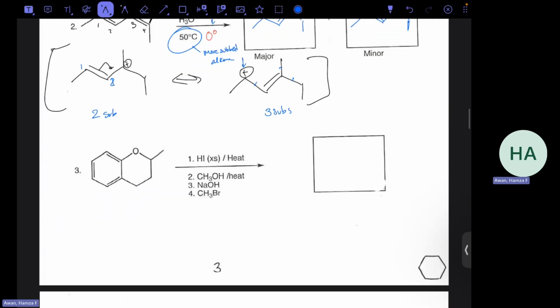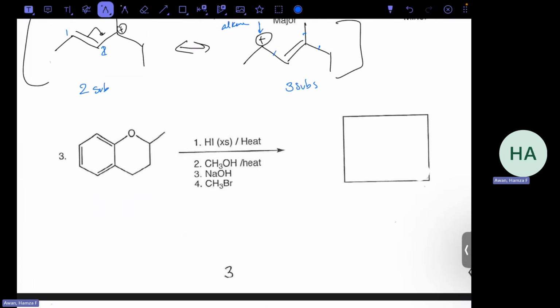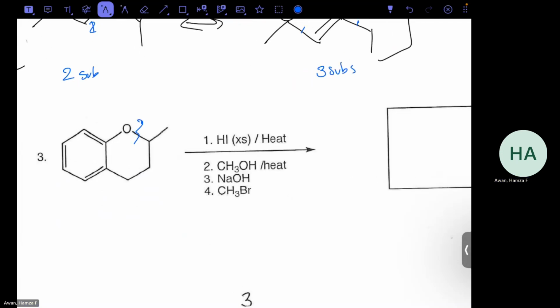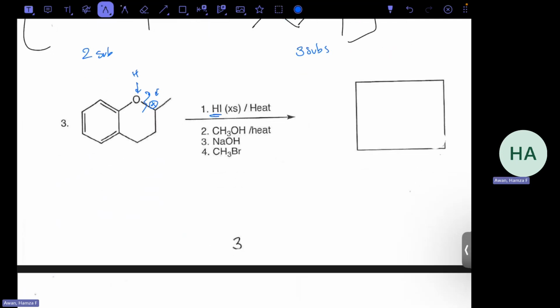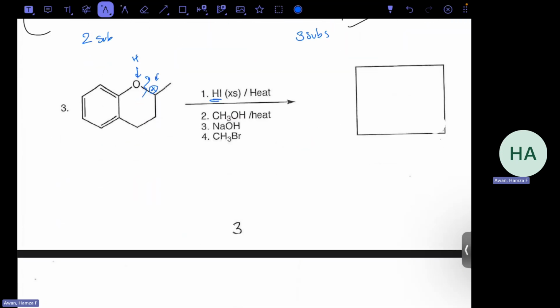So HI excess in heat. This is kind of like an SN2 reaction, I guess. What this is going to do is cleave this bond right here, and it's going to cause this hydrogen to attach to this oxygen right here. So this becomes an OH. This iodine, where this would have been a plus charge, is going to take that place right there. So to put it simply, it just cleaves it and then takes its place. So if we just draw it.